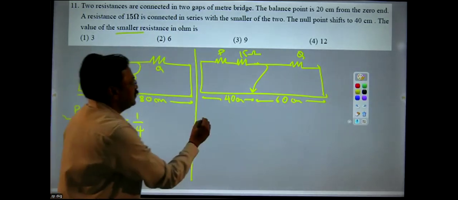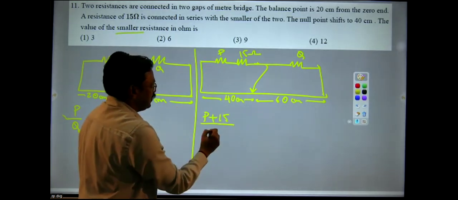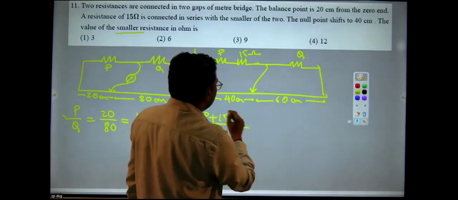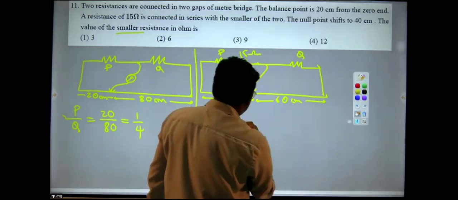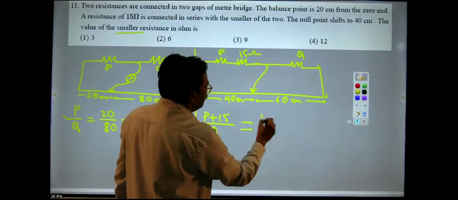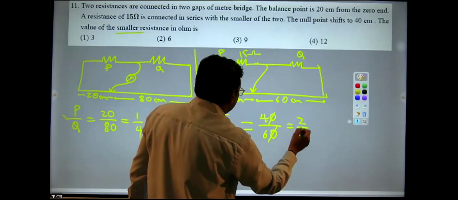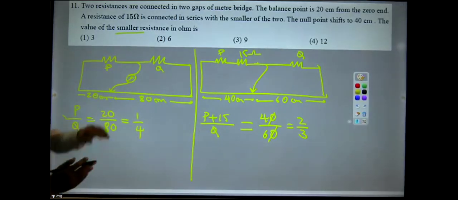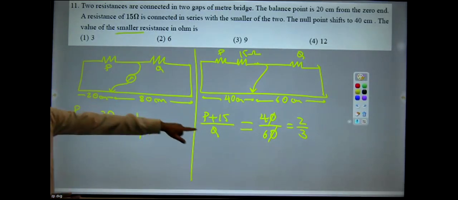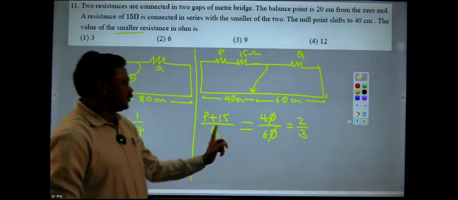Now if you write the condition, since the series combination is connected, P plus 15 by Q is equal to the balancing length. The balancing length is 40 and remaining distance is 60. If you simplify, you get 2 by 3. Now here we have to find the P value, the smaller value. So let's eliminate Q. We can eliminate Q from this equation. Cross multiply, Q is equal to 4P. So let's substitute the value of Q as 4P here.